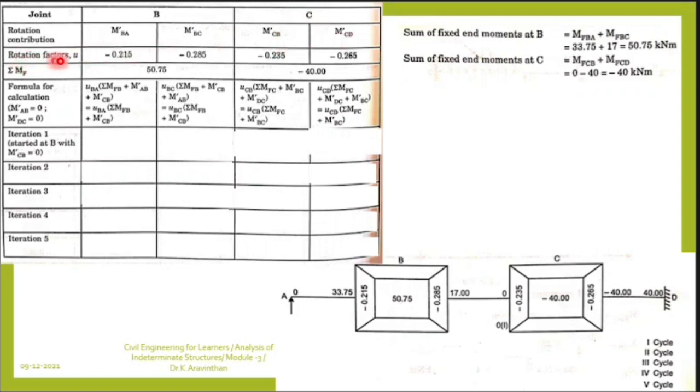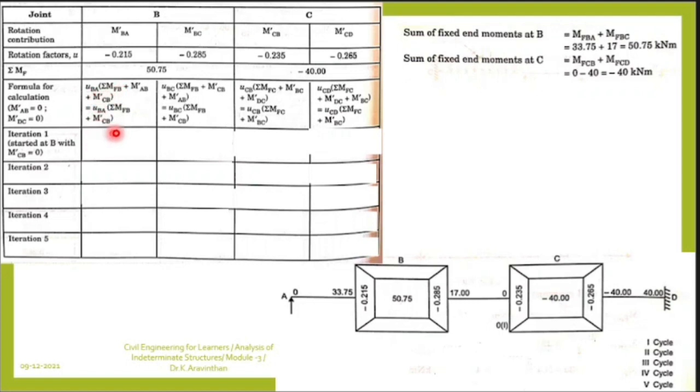The next row will be rotation factor, that is U, and sum of moment F. What is F? Fixed moment. M suffix F is fixed moment, that is sum of fixed moment. You already found out the sum of fixed moment, that is 50.75, hence it is written here, and sum of moment at C is minus 40. And next row is the formula. You know that U is rotation factor. Why suffix BA is written here? The rotation factor at the member BA.